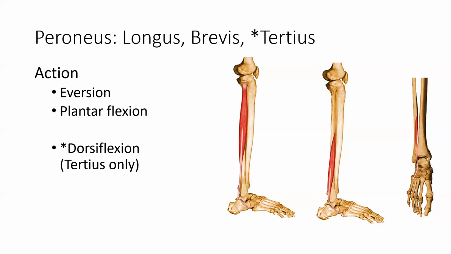And peroneus tertius is a synergist for dorsiflexion because it does have that dorsal insertion point. It cannot contribute to plantar flexion like our peroneus longus and peroneus brevis, which have a plantar surface insertion site. So the peroneus group is an everter group, and peroneus tertius is special because it is a synergist for dorsiflexion with tibialis anterior, while peroneus longus and peroneus brevis are synergists for plantar flexion with the soleus and the gastrocnemius.